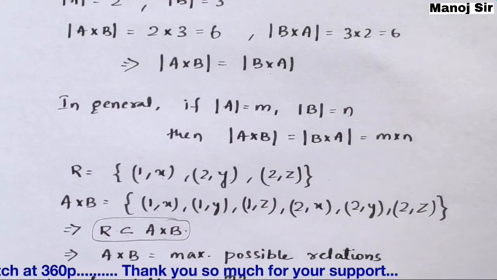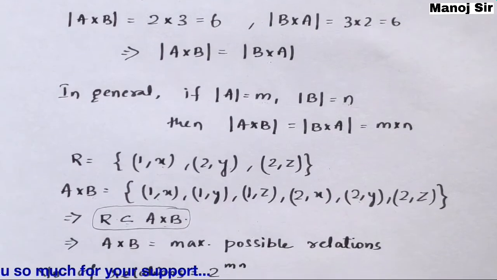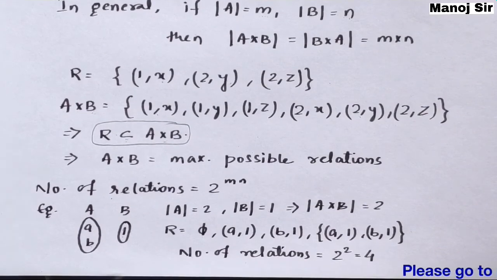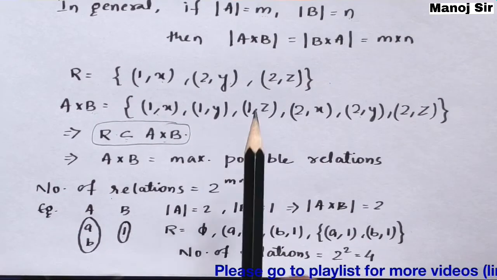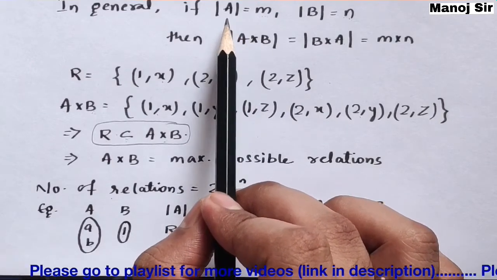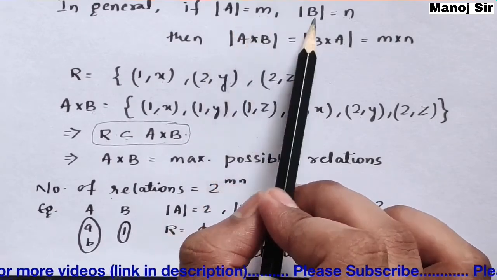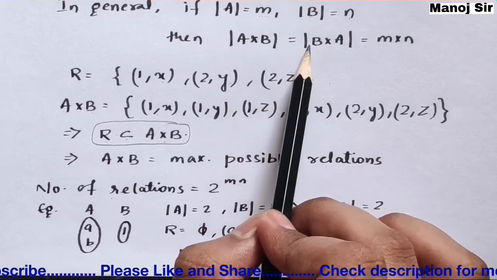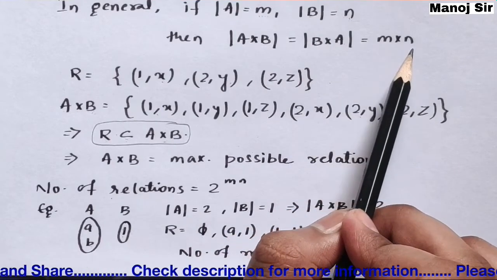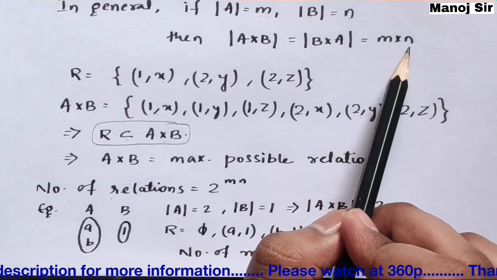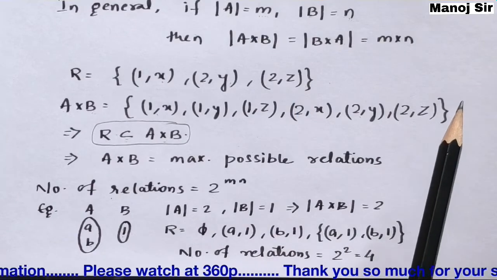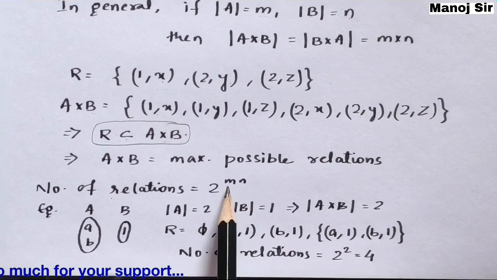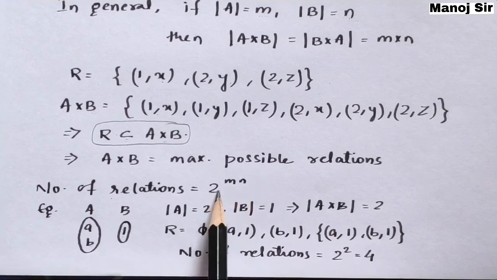Now we'll come to the small topic, that is the number of relations, and we will see one example. Let's say the cardinal number of A is M and the cardinal number of B is N. Then the cardinal number for A cross B or B cross A is M into N, or N into M, whatever you feel good. So the number of relations is equal to 2 to the power M into N, or N into M, whatever you say, but this is in the power of 2.